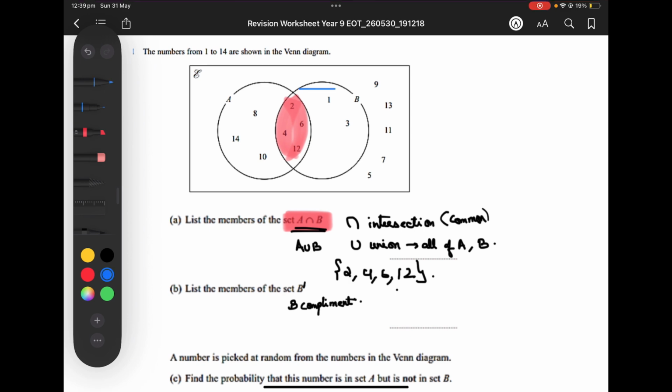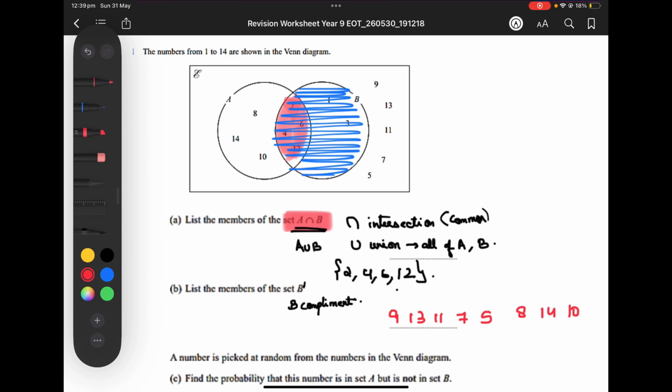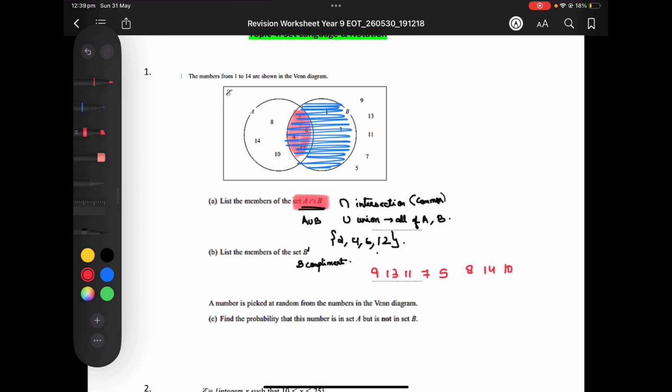So when I leave all the terms from B, what is going to be lost? This is the B set, right? Now all of these terms are lost. So what are the terms that I will be left with? I will be left with 9, 13, 7, 11, 5, 8, 14 and 10. This is the B complement of the terms that I have.